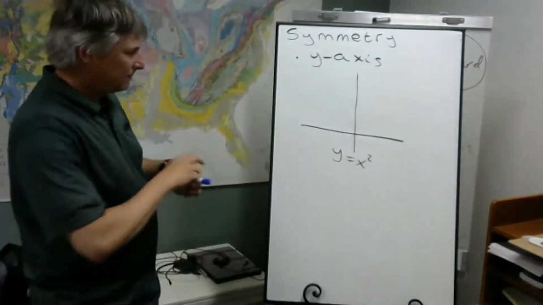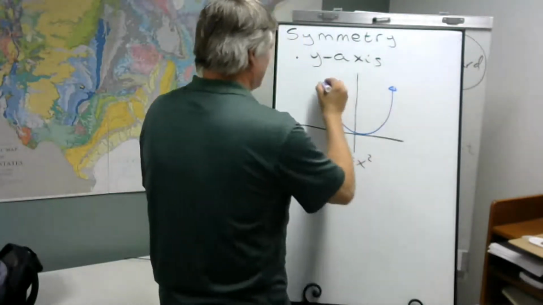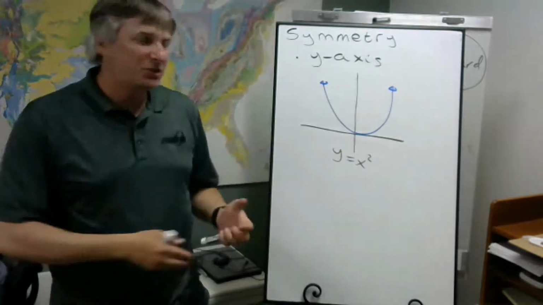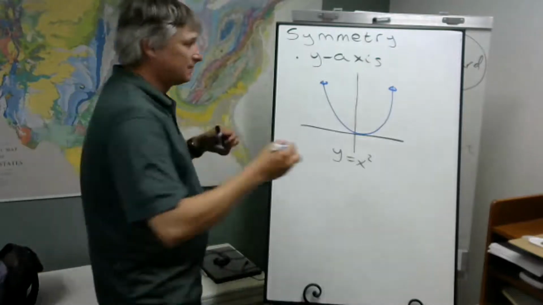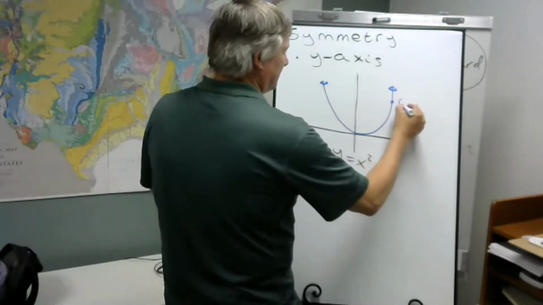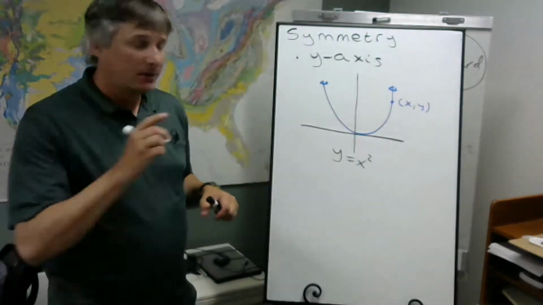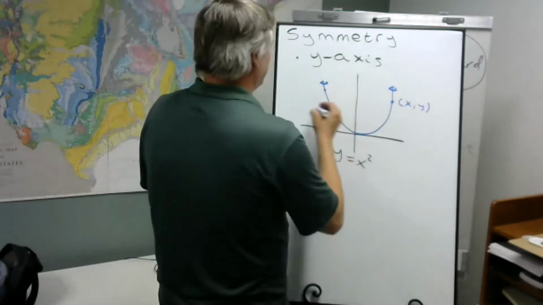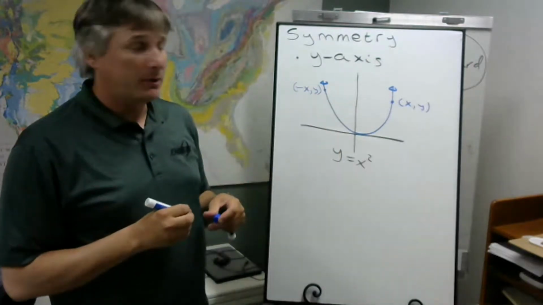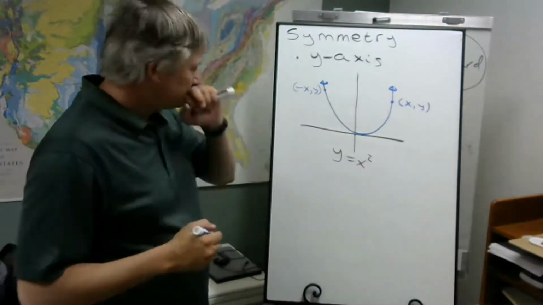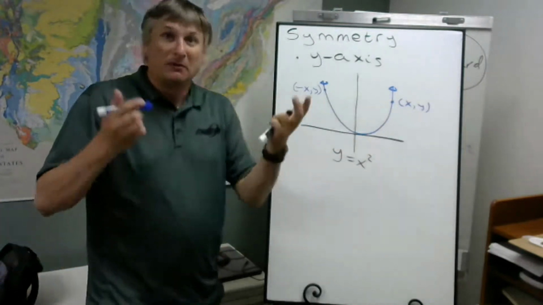So what this does, it's a mirror reflection of itself across the y-axis. And what this really means, if a point (x, y) satisfies this equation, then another point, (negative x, y), also satisfies the equation.